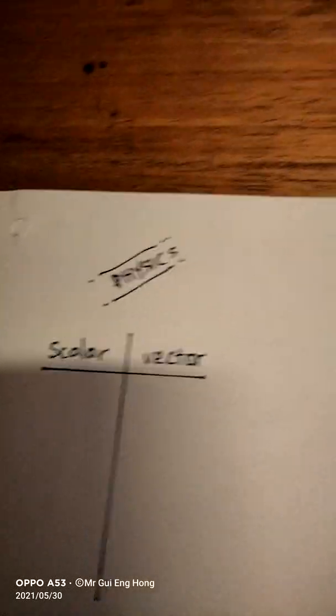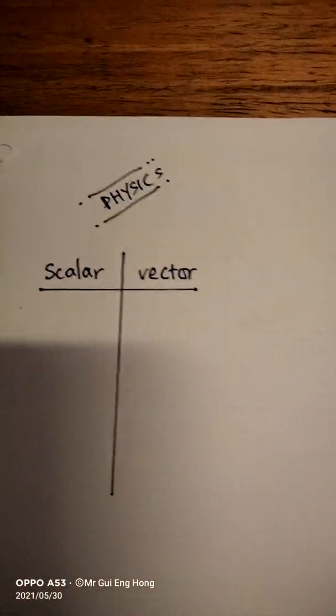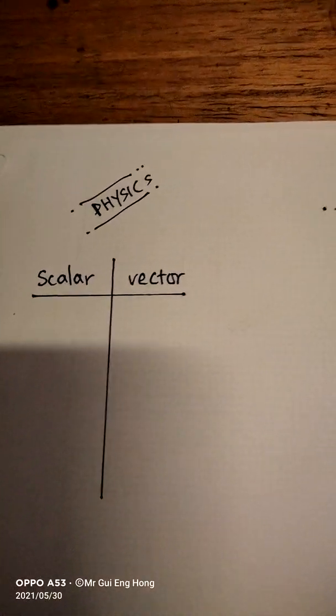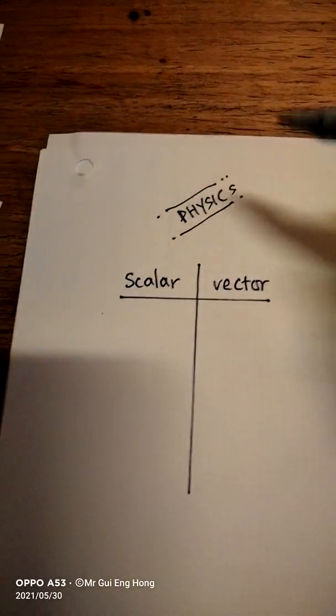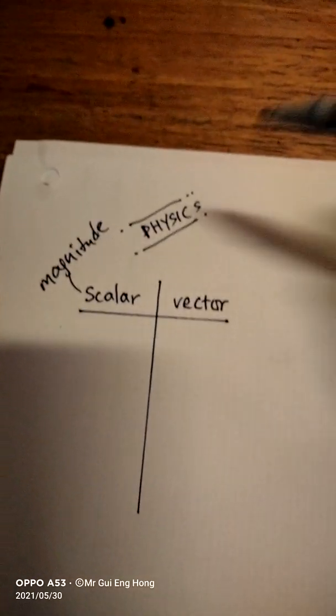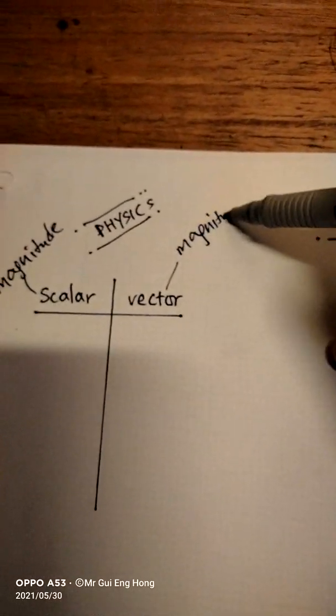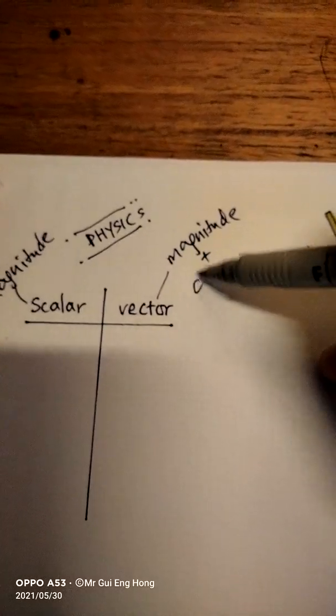Now we're going to learn about vectors. Before we start with vectors, we would like to know what's the difference between scalar quantities and vector quantities. Scalar quantities only have a size, which we call magnitude. Vector quantities have both the size and direction.